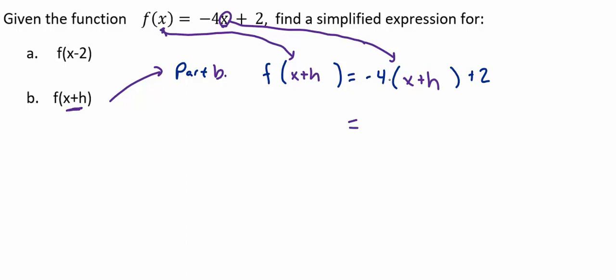Now, I'll distribute the negative 4 just like I did before. Negative 4 times x is negative 4x. Negative 4 times h is negative 4h. And I will copy the plus 2. Since there are no like terms, I cannot combine any of the terms, so there is nothing to be simplified.